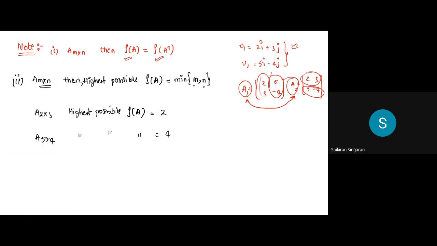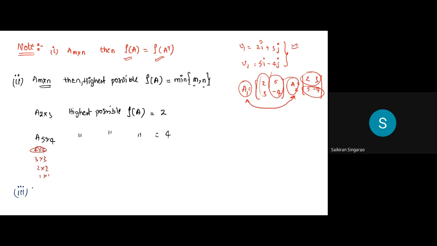Why like this? Because if it's a 2 cross 3 matrix, then only 2 cross 2 determinants can be formed. The subsquare matrix that can be formed is 2 cross 2 or 1 cross 1. If it's a 5 cross 4, you can form 4 cross 4, 3 cross 3, 2 cross 2 or 1 cross 1. So the highest possible could be 4 only. Did you get the second point, sir? Yes, sir.